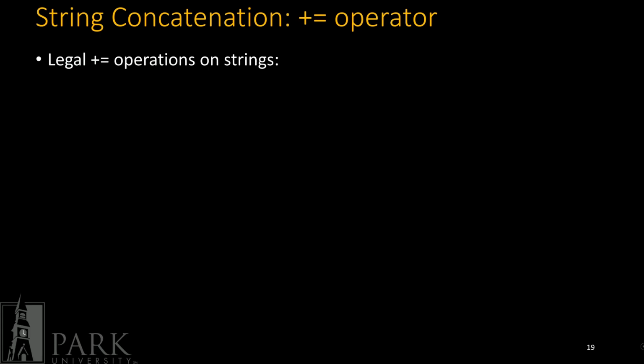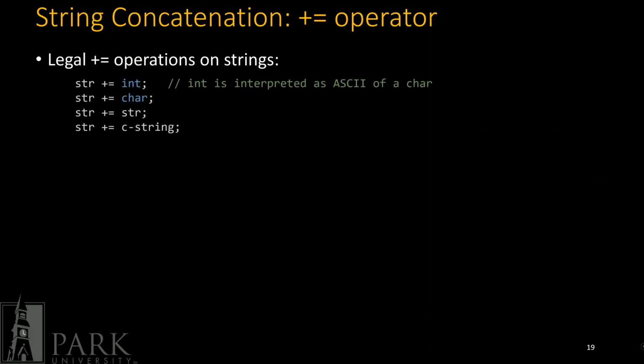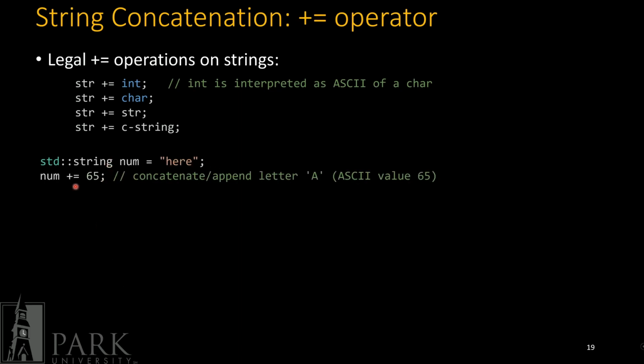Likewise, there are certain things that we can do with the plus equals operator, okay, or the compound addition operator. First, we can add strings, chars, and C strings, but we can also add ints. However, the int is going to be interpreted as the ASCII value of the character, right? So if we have A, it's going to be, what, 65? So in this example, right here, yep, you can see here we're adding 65 to num. In this case, it's going to be the letter A, right?